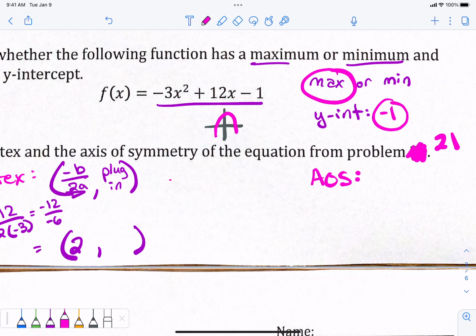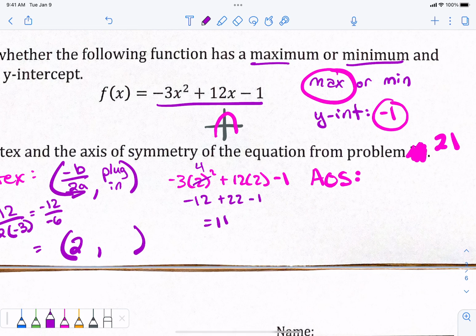All right, 11. So -3 times 2 squared plus 12 times 2 minus 1 equals 11. Yes. This is 4, so -12 plus 24 minus 1. Yep, 11. So the vertex is at (2, 11).